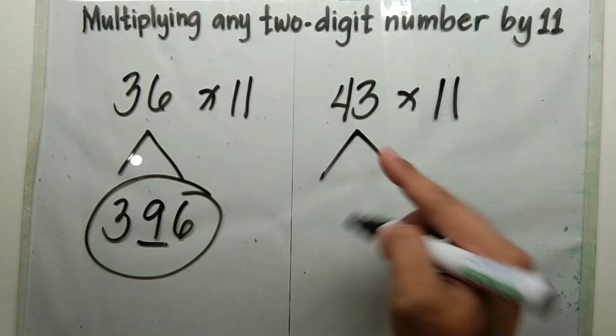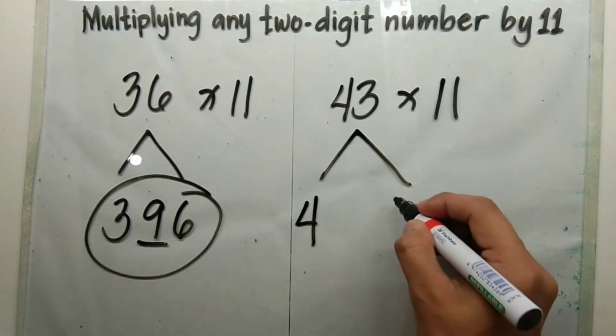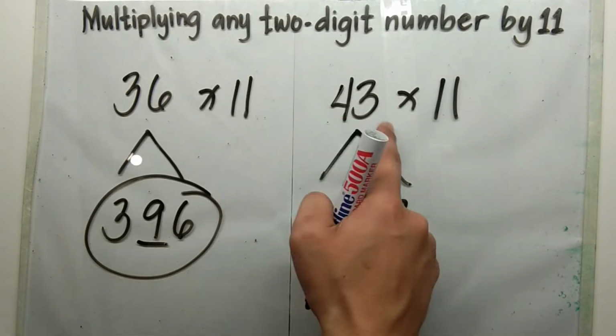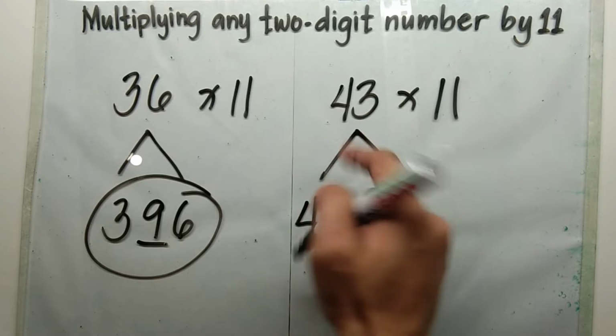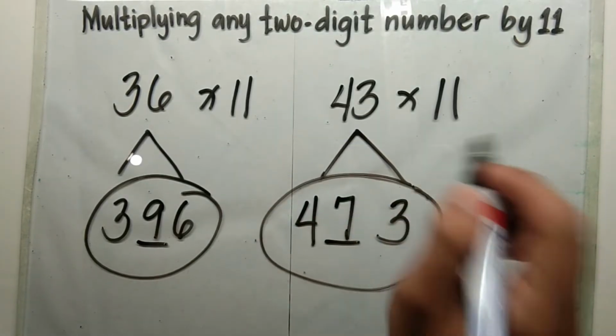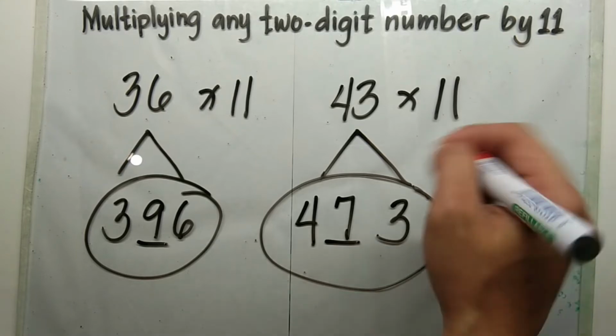Another example, say 43 times 11. Separate the digits of your number. 4, 3. Leave a blank in the middle. Add the digits 4 and 3. That gives you a sum of 7. Place it in the blank. Then the product now is 473.